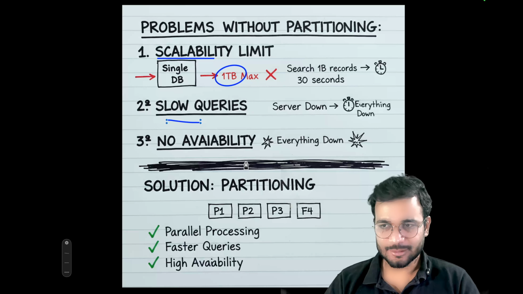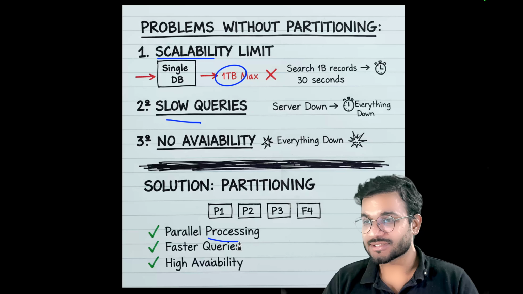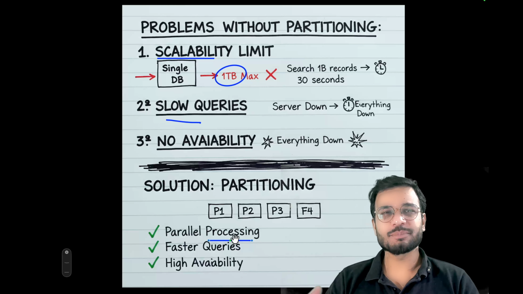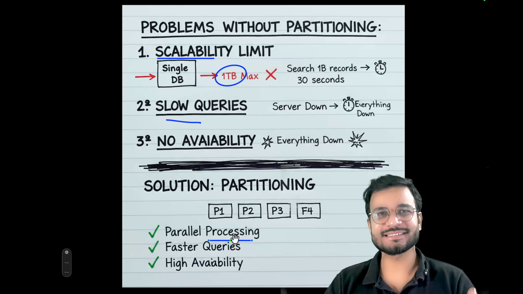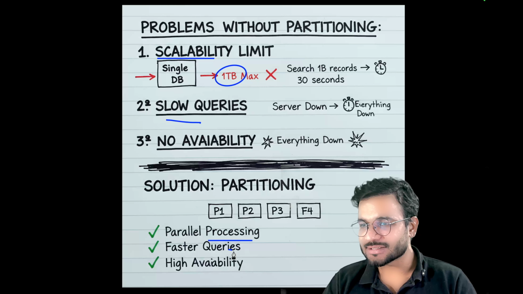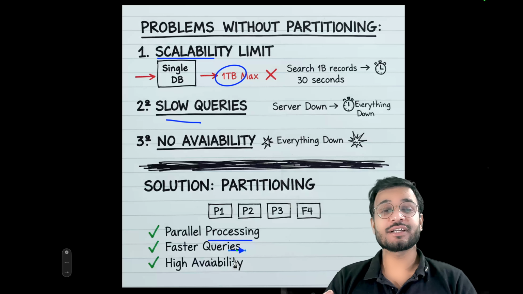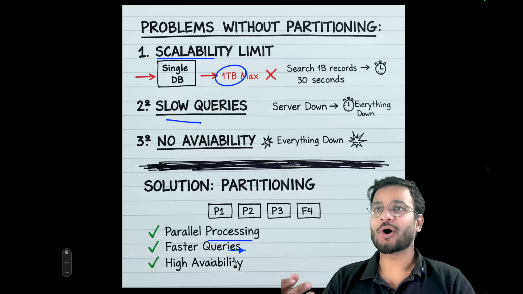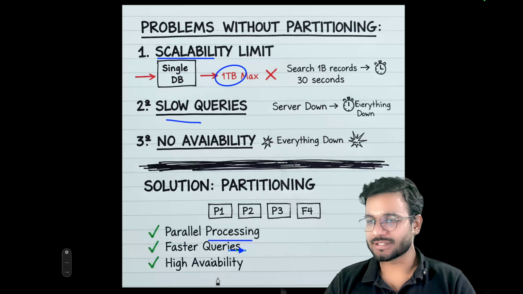Now, after getting the partition, we solve many problems. We can do parallel processing. We can handle multiple read queries at the same time. They can look into different partitions at the same time. That way, it increases the throughput of the system. We also get faster queries. We can have indexing within the partitioning, different types of keys or indexes. Because of that, we can do faster queries and get high availability.